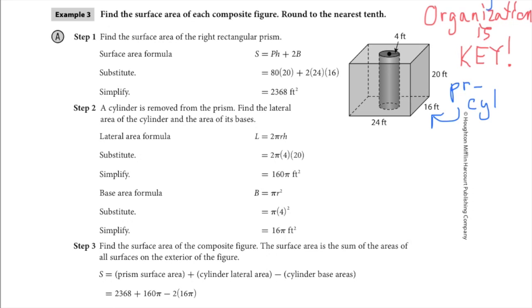Now we're going to remove the cylinder from the prism, and we're going to start by finding the lateral area of the cylinder. So we've got our 2 pi r h formula. Our radius of that cylinder is 4, and our height of that cylinder is 20. Then we're going to add in the base area formula, which we know is pi r squared, and find one of those base areas.